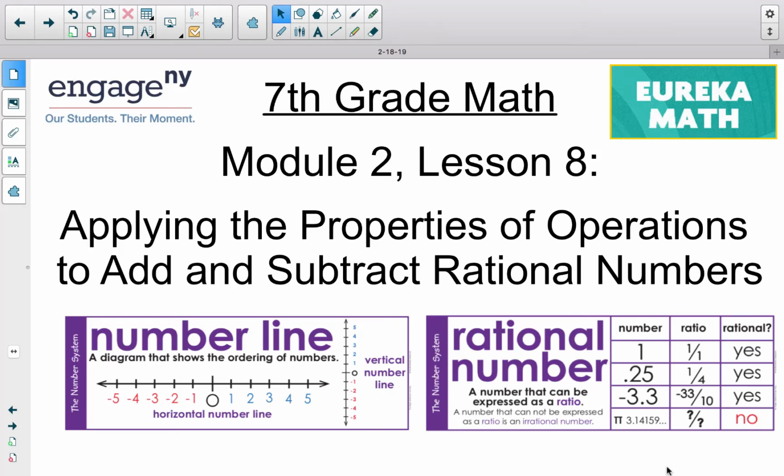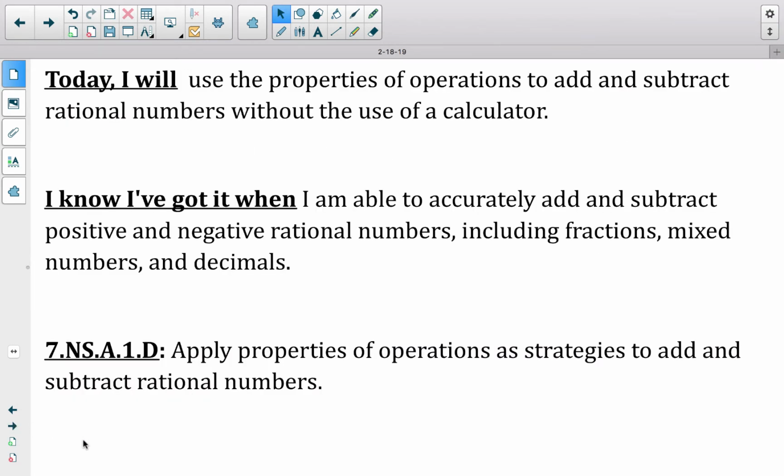This video takes a look at Module 2, Lesson 8, applying the properties of operations to add and subtract rational numbers. Today, you are going to use the properties of operations to add and subtract rational numbers without the use of a calculator. You know you have this when you are able to accurately add and subtract positive and negative rational numbers, which include fractions, mixed numbers, and decimals. Our standard is 7.NS.A.1.D, which is apply properties of operations as strategies to add and subtract rational numbers.